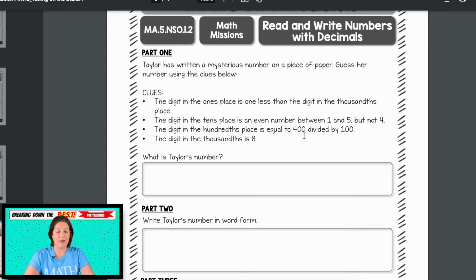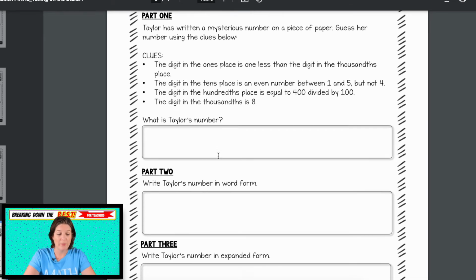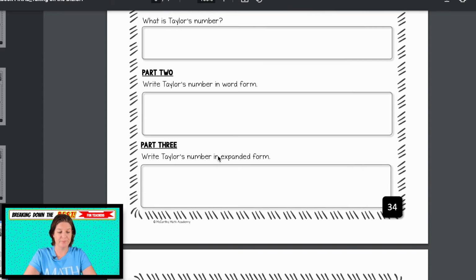And then you have a math mission here. I love the math missions because these are the math tasks. It's taking the entire standard and giving your students the opportunity to challenge their thinking and think through these multi-part problems that they have to work with.